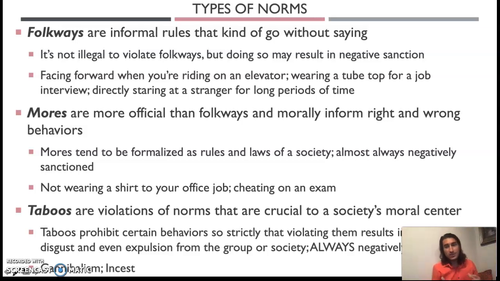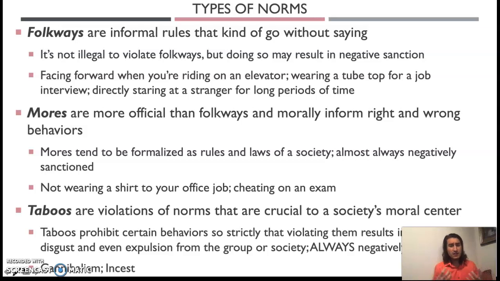Mores are more official. Typically, if you violate or break a more, you might get sanctioned in forms of getting a fine or being ticketed or something. Oftentimes, mores are built into the laws of a society. So the difference between just deviating and breaking a norm versus breaking a law is that laws have formal sanctions attached to them. You might get a ticket or a fine, etc., or you might get fired from a job or kicked out of a class or kicked out of a school or university if you break a more.